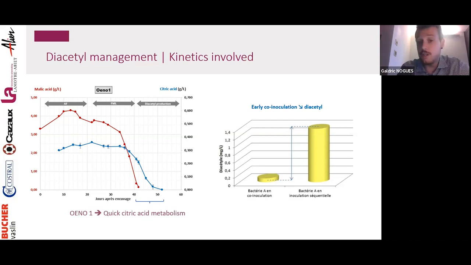And for the co-inoculation as well, if you use bacteria and yeast in co-inoculation, you will end up with a wine with very low concentrations of diacetyl because the yeast is going to eat what the bacteria is producing. So it's a good partnership they make because one is eating what the other produces. So basically you keep a wine almost free of diacetyl.